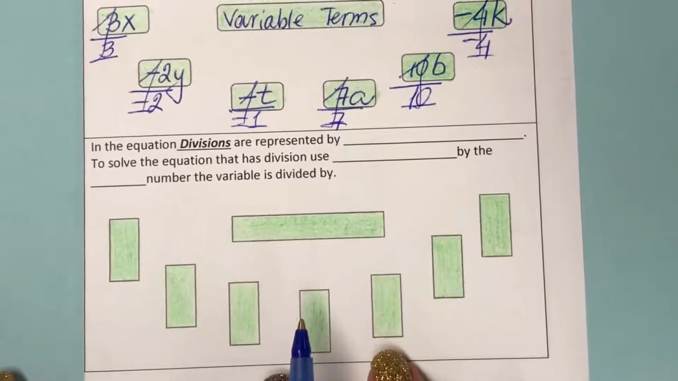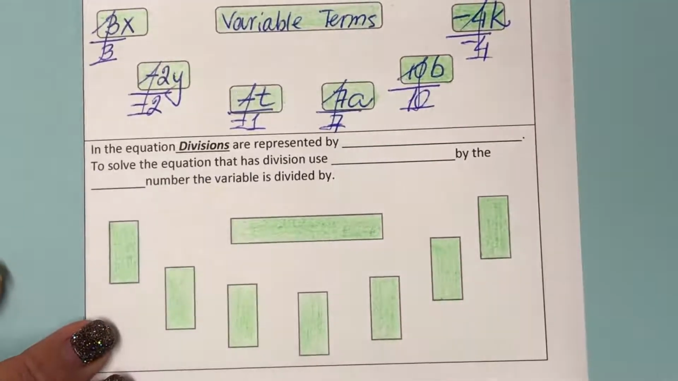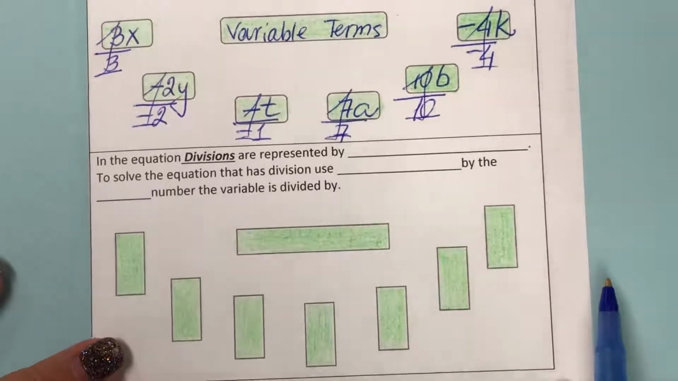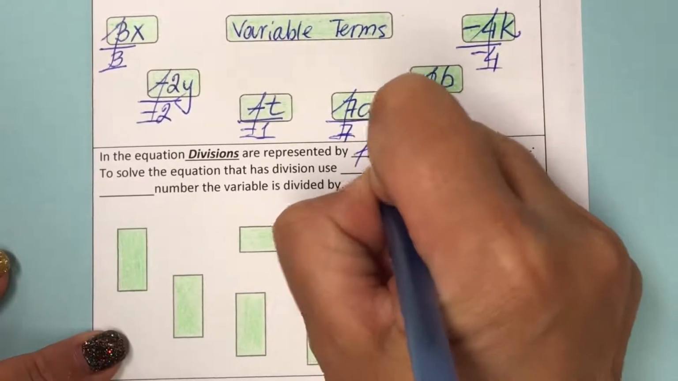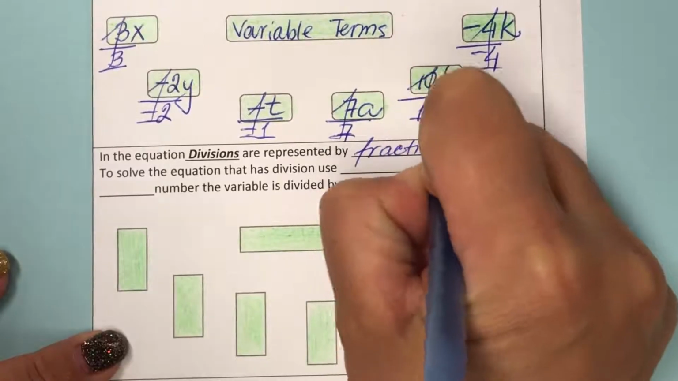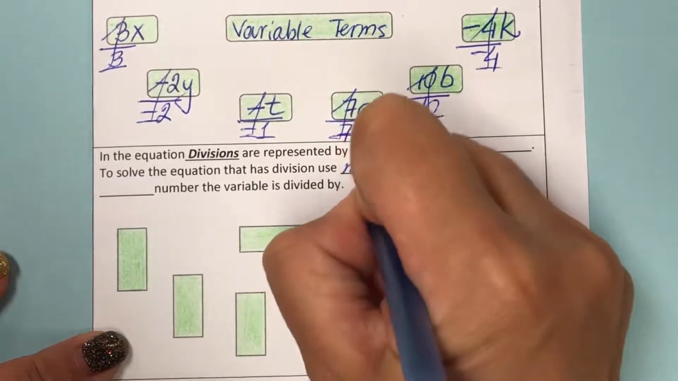In division problems, we have fractions. So in the division, they're represented usually either by a division sign or a fraction line. And to solve an equation with division, we're going to use multiplication.